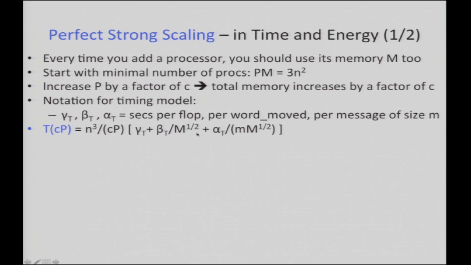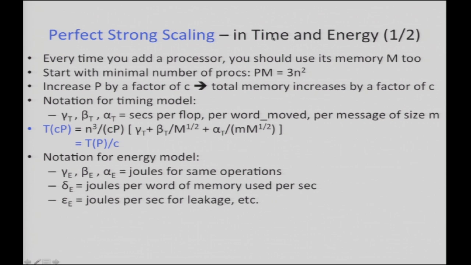It scales perfectly. If I increase the number of processors by a factor of c, the flop time goes down by a factor of c, the bandwidth time goes down by a factor of c, and the latency time too. Everything scales perfectly, so it runs exactly c times faster. That's perfect strong scaling in time. Now let me do it in energy. I need some more notation to write down an energy model, and this is going to be a simple linear model. I'm going to count the number of joules per flop, whatever that happens to be, the number of joules per word moved along the network, and the number of joules per message.